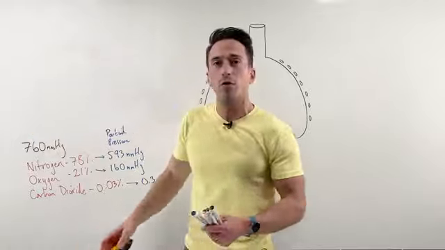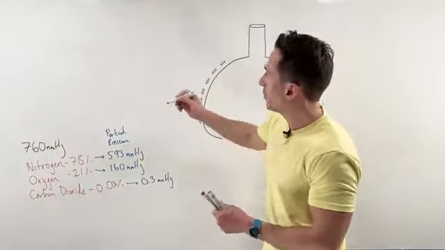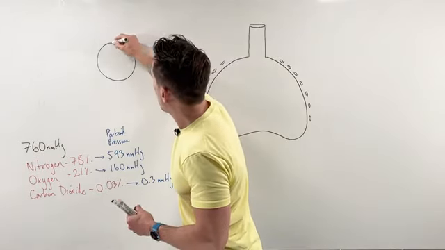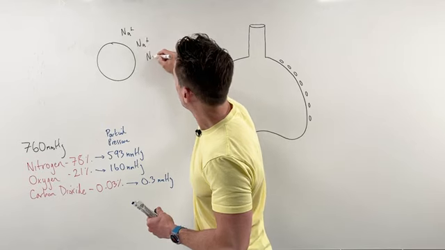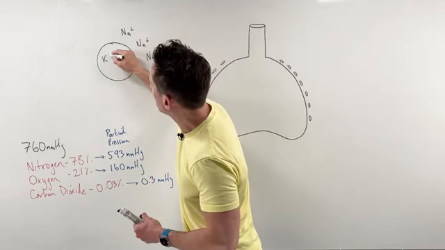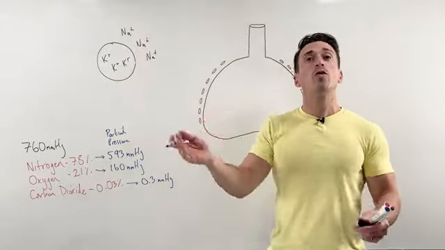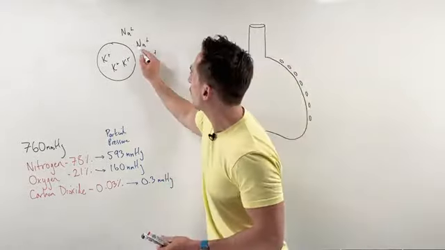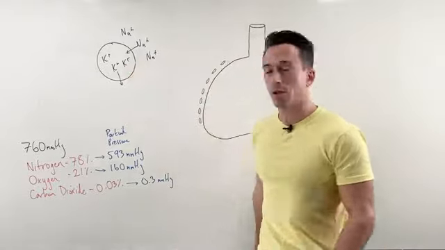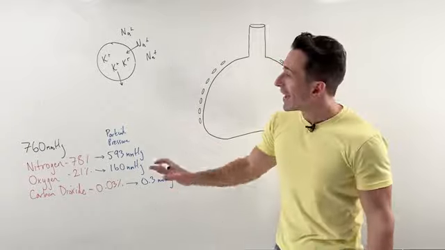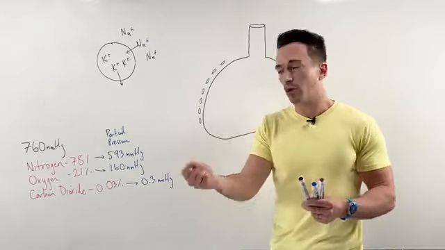So for example, if I've got a cell and I've got a lot of sodium outside the cell and a lot of potassium inside the cell, the sodium will move down its own concentration gradient and go inside. And the potassium will move down its own concentration gradient and go outside. Gases are exactly the same. They will only move down their own pressure gradient.